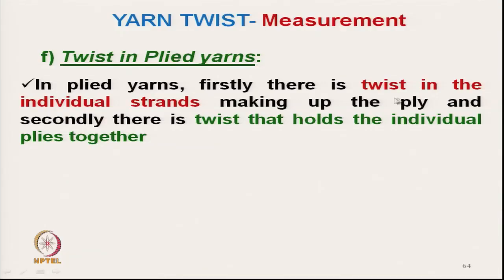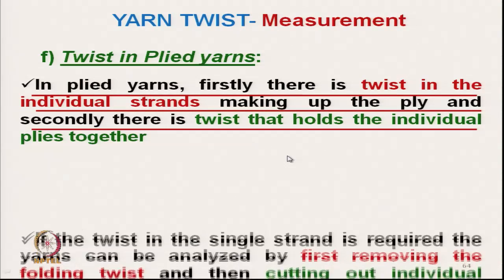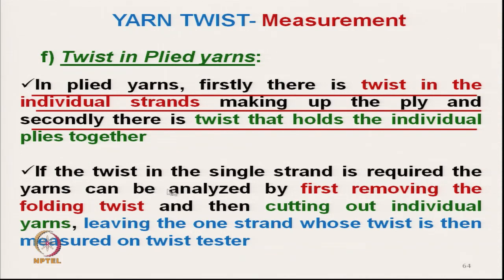Okay. In ply yarn, firstly there is a twist in the individual strand making up the ply, and secondly the twist in the 2 ply condition which holds the strands together. If the twist in the single strand is required to be measured, now, how to measure the twist?